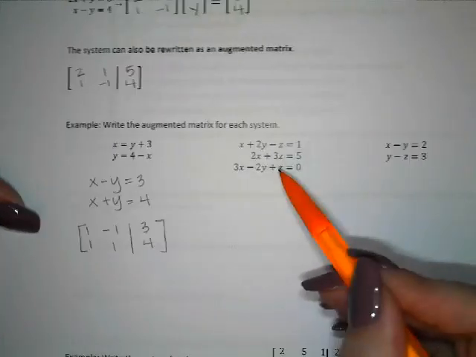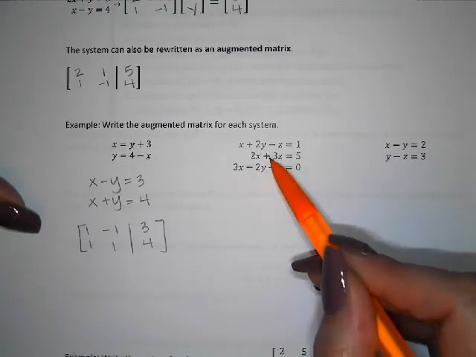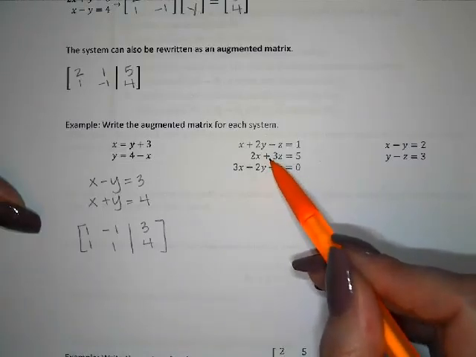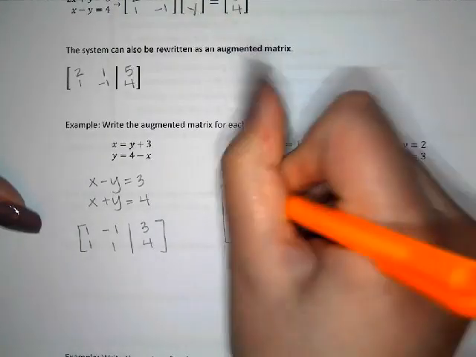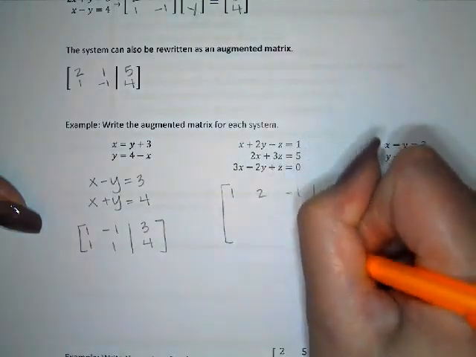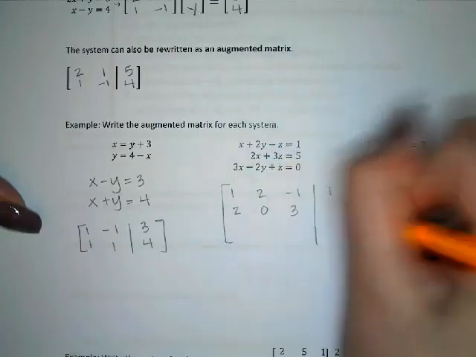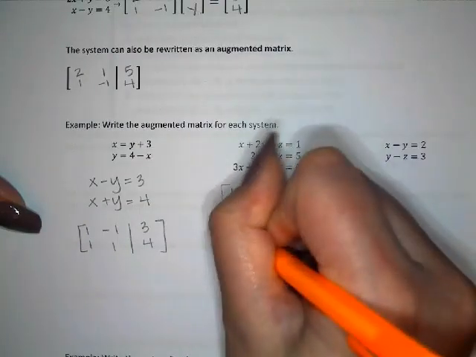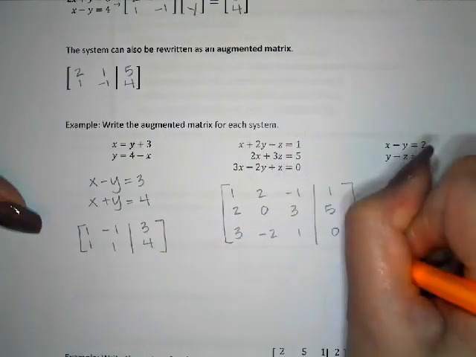For this matrix, we have 3 equations and 3 variables. The second equation is missing the y variable, so we're going to put a 0 in for that one. So 1, 2, -1, 1, 2, 0, 3, 3, -2, 1, 0.